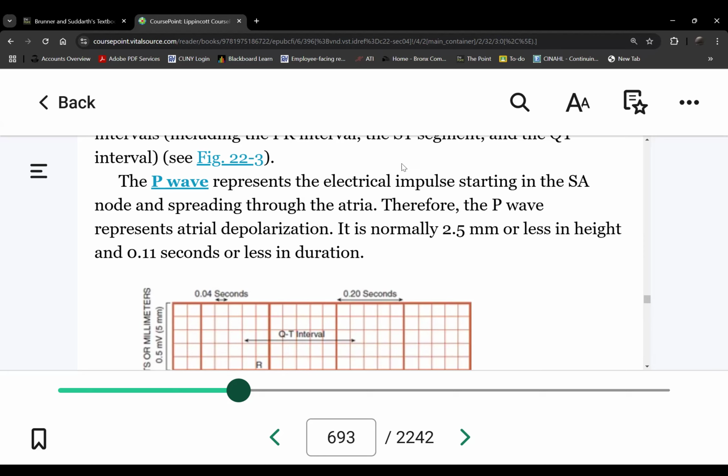Are we clear? Meaning that a heartbeat was possible, but where did it come from? Nobody knows. Okay, but we know it did not come from the SA node. Does that make sense? So is a P wave important? Yes, we should see a P wave on every heartbeat.